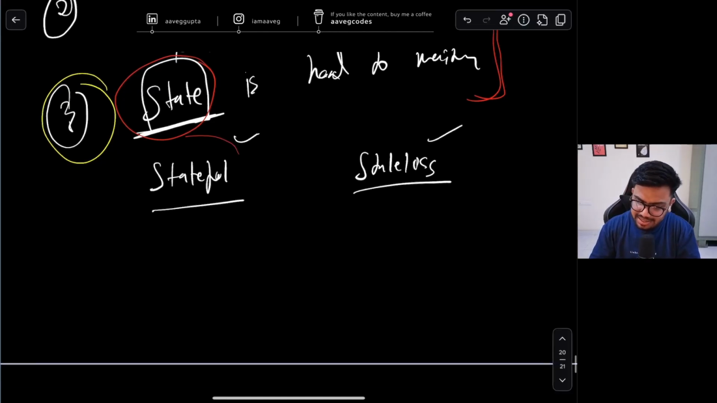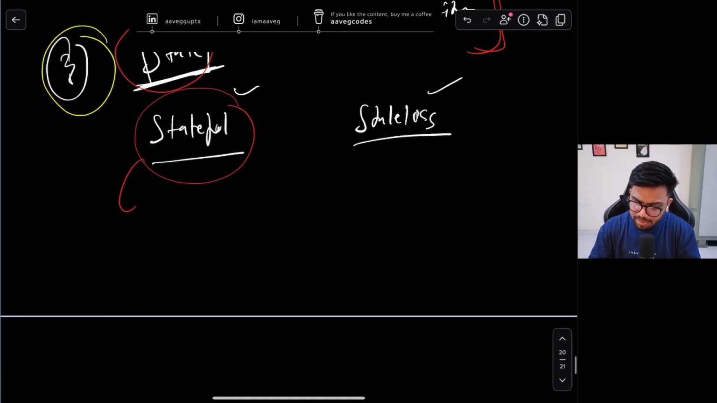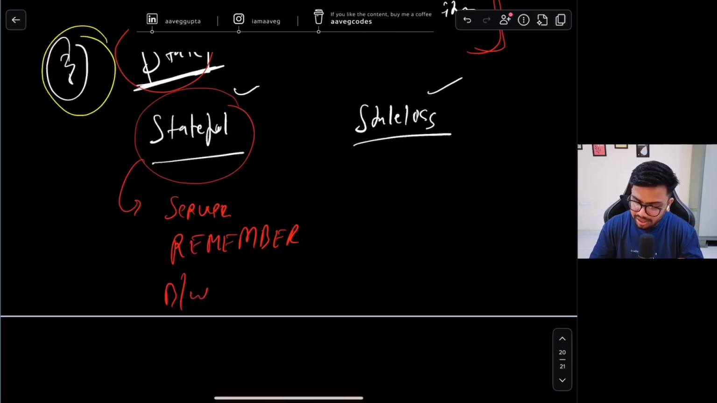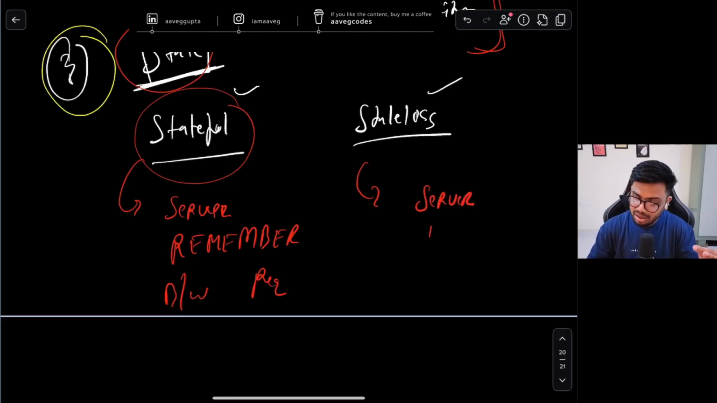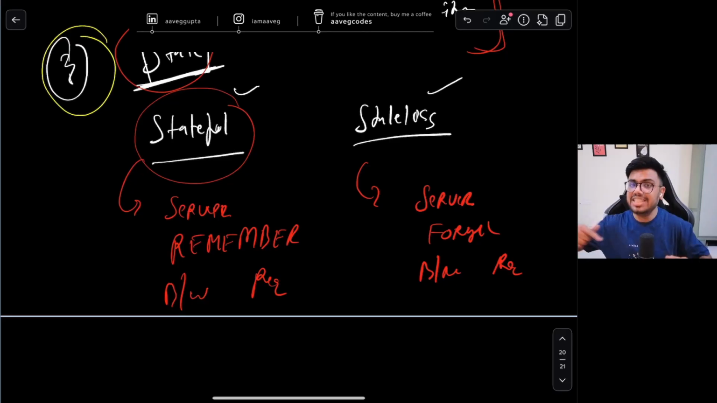What exactly is stateful? Stateful means your server remembers everything between requests. Let's say you make one request, and then you make another request. Whatever happened in the first request, in the second request your server might be aware of that. And what is stateless? Stateless means your server forgets between requests. That means each request doesn't depend on anything.